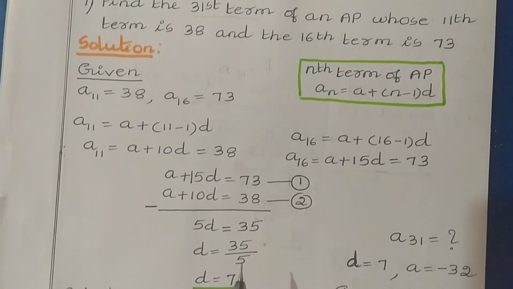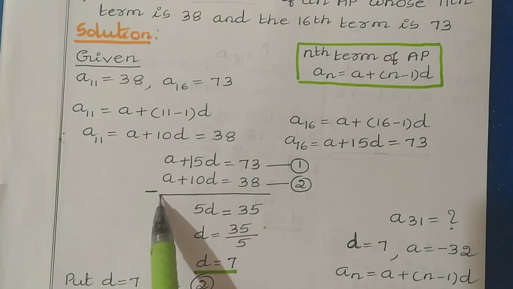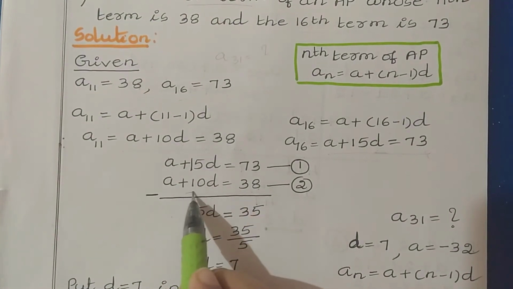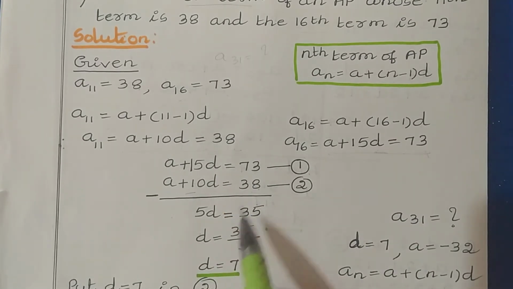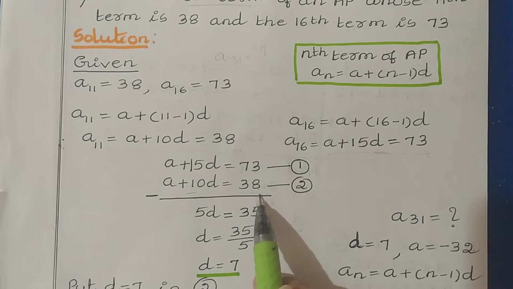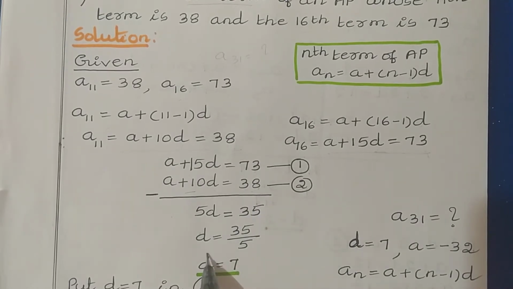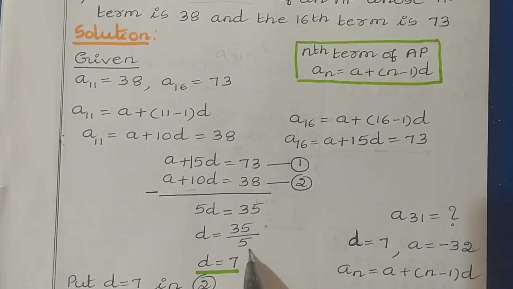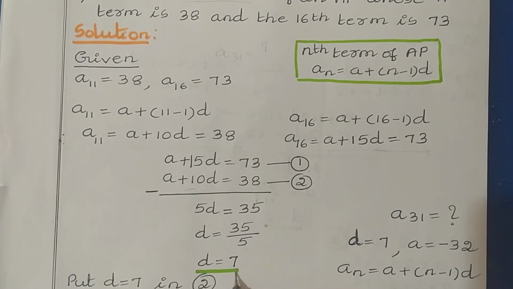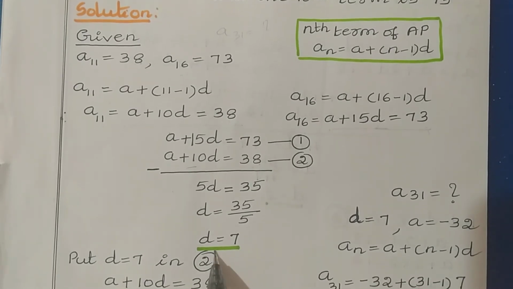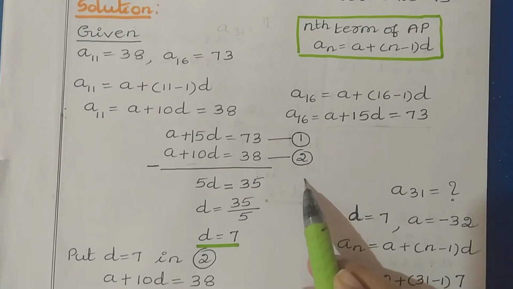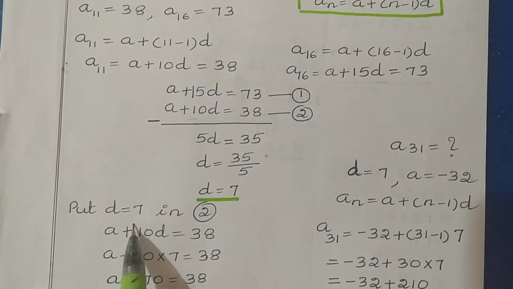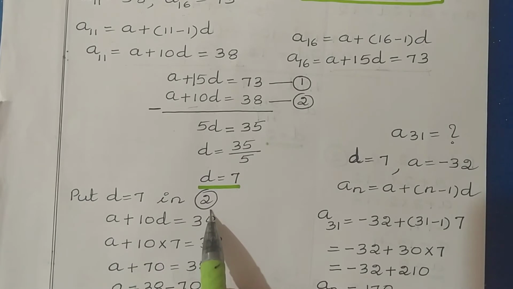Now let us perform the subtraction. A minus a is 0, 15d minus 10d gives 5d is equal to 73 minus 38 gives 35. So d is equal to 35 divided by 5, 5 sevens are 35, so d is equal to 7. Next you put this common difference d value in any one of these equations. I am taking equation 2, so put d is equal to 7 in equation 2.